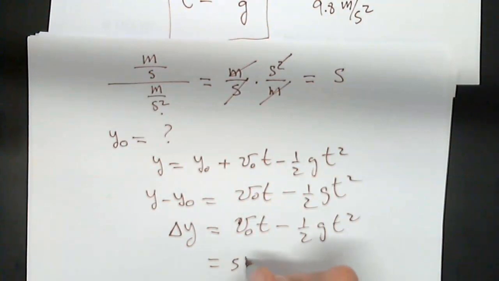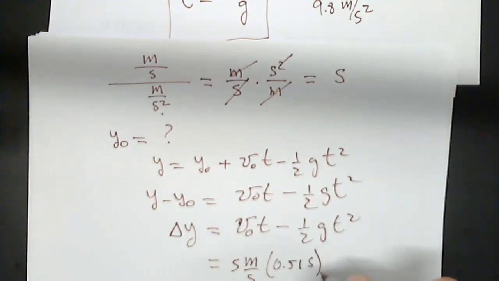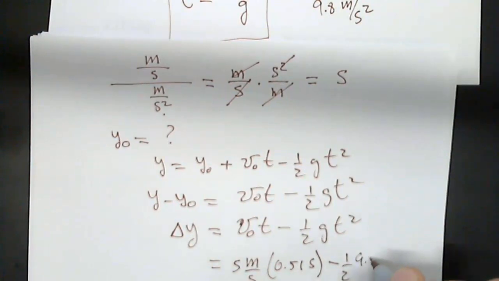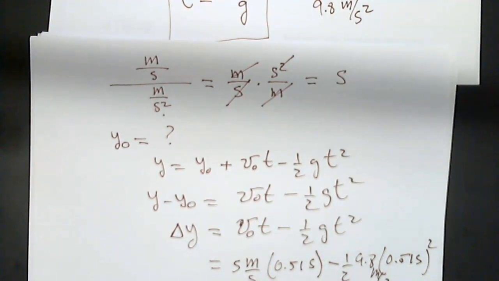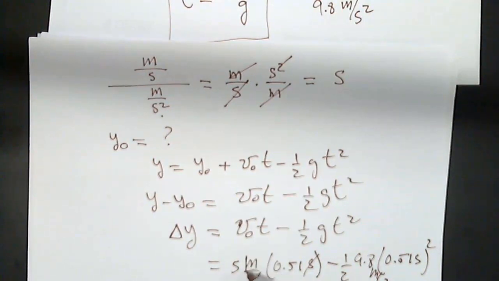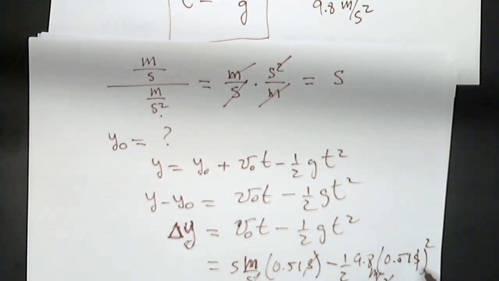So you could do 5 meters per second times 0.51 seconds minus 1/2 times 9.8 times 0.51 seconds squared. This is seconds squared, and this is meters per second squared. You see, seconds and seconds cancel, so you're left with meters, and the displacement upward is in meters. And second squared and second cancel, and you're left with meters too. So now I will calculate that.